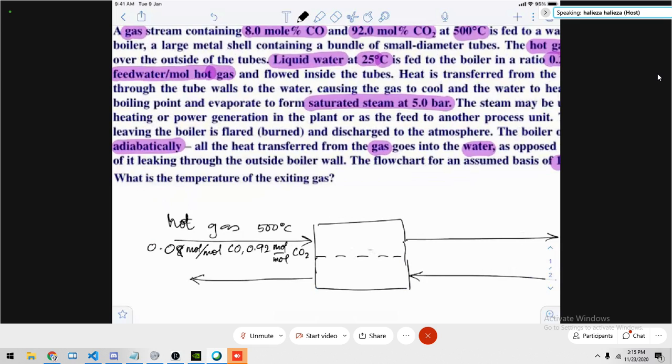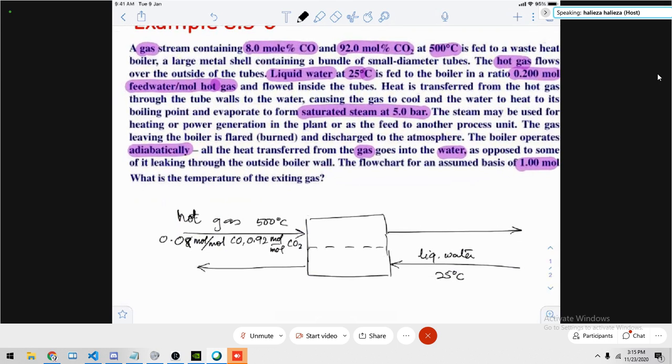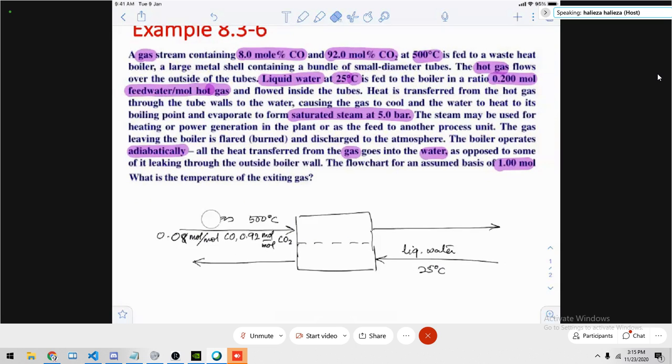Guys, are all of you with me? Everybody online? Yes, doctor. So now you have your liquid water. The liquid water is at 25 degrees C. That's given. What else? You have the flow rate. Just now it was mentioned that the flow rate of your hot gas is 1 mole. You're going to have a basis of 1 mole there.